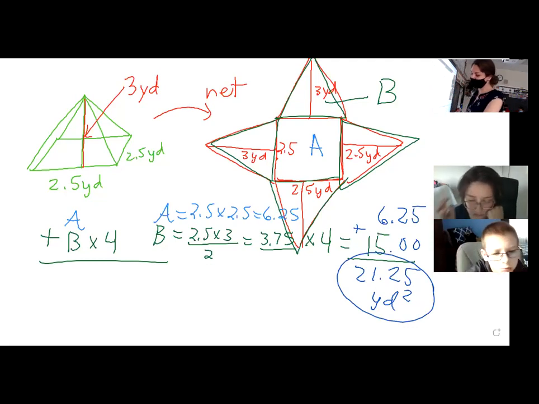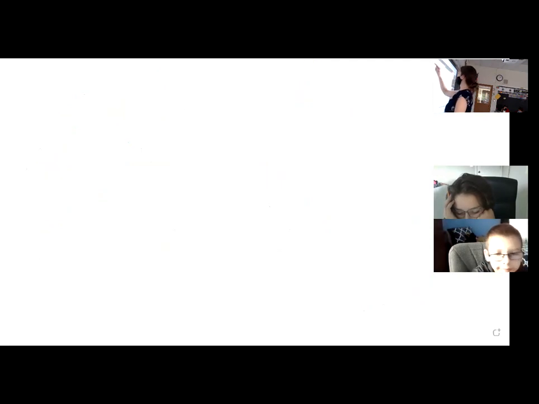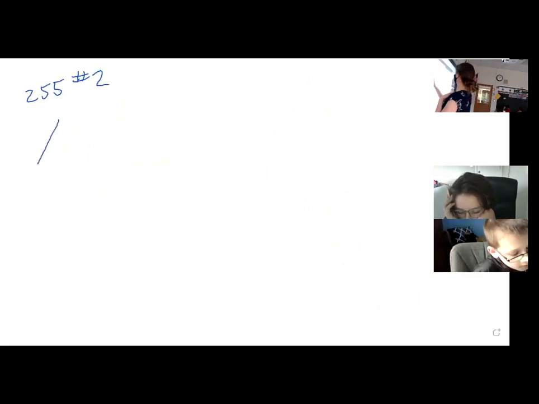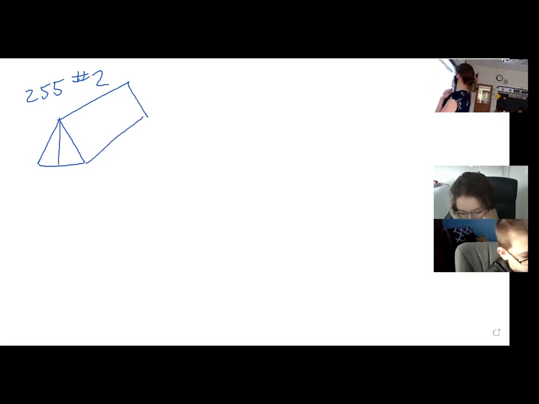And this guy has triangles and rectangles in it. 255. I'm on number 2 now. And just to save us some time, I don't need to draw out all of the dimensions here, right? You can use what you see on your workbook to help you, okay?